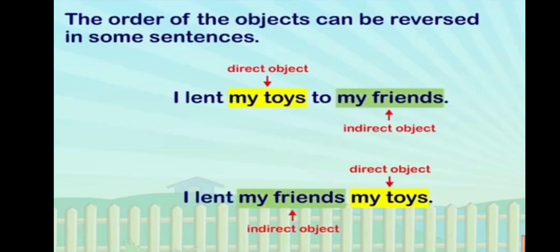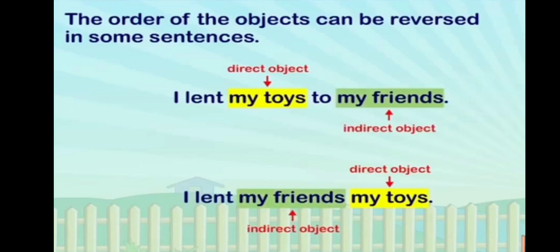I lent my toys to my friends. Here, I lent my toys. What did I lend? My toys. So my toys is the direct object. To whom did I lend? I lent it to my friends. So my friends is what? The indirect object.